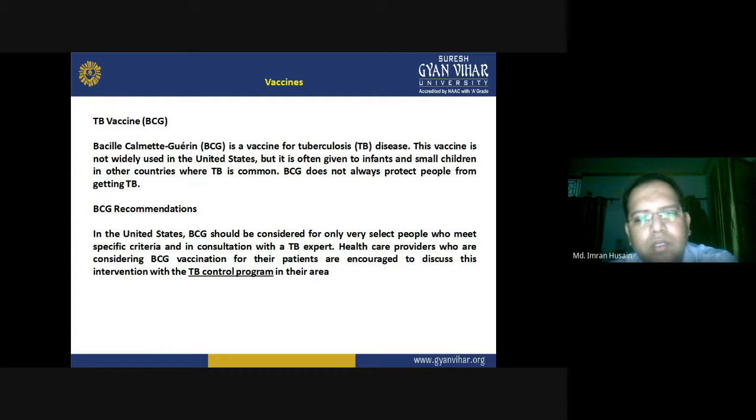BCG recommendations in the United States: BCG should be considered only for very select people who meet specific criteria, and in consultation with a TB expert. Healthcare providers who are considering BCG vaccination for their patients are encouraged to discuss this intervention with the TB control program in the area. So nowadays BCG is being considered for areas where tuberculosis is much more frequent.